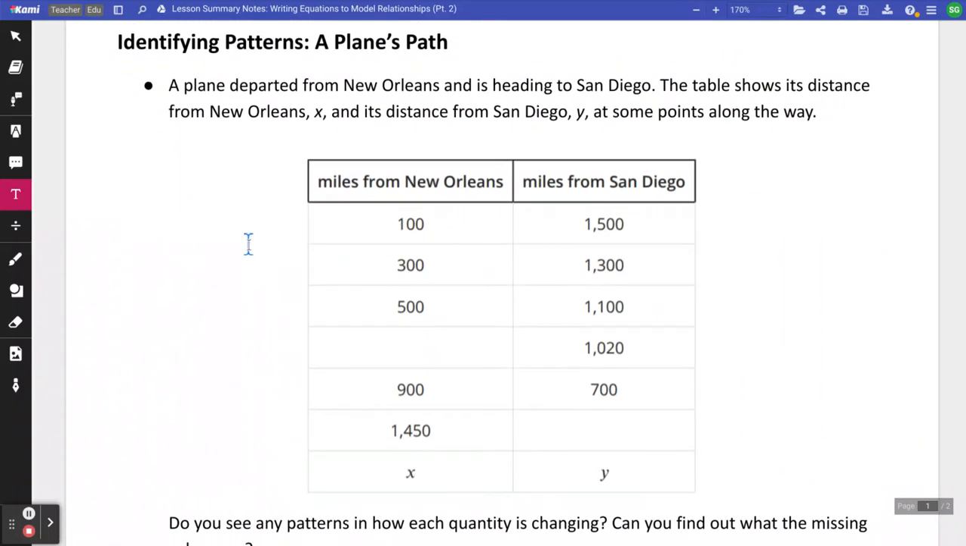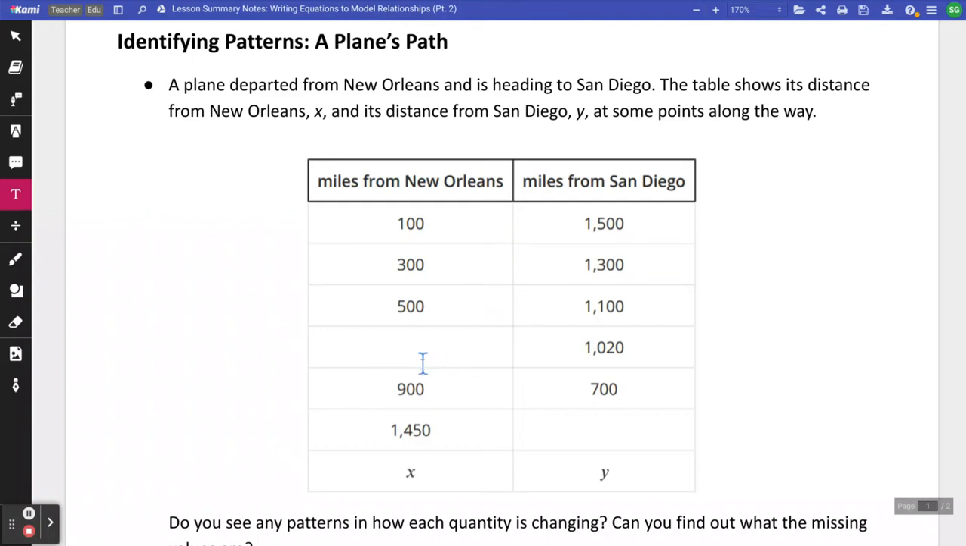The situation we're given here is that a plane departed from New Orleans and is heading to San Diego. The table shows its distance from New Orleans, which we're representing with X, and its distance from San Diego, which we're representing with Y, at some points along the way. So we have a plane taking off in New Orleans and landing in San Diego, and my table is showing me how far it is from those 2 cities at any point in the flight. We've got a couple of values already given to us in this table.